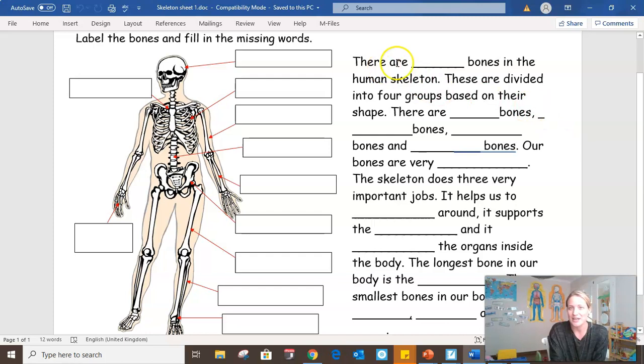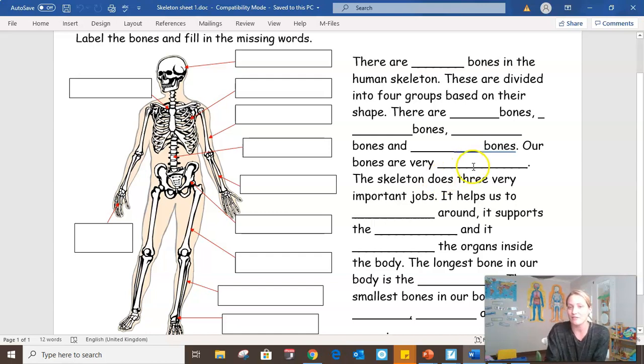There are bones in the human skeleton, and these are divided into 4 groups based on their shape. There are bones, bones, bones, and bones. So now I haven't done that with you. That is a little bit of extra research I'd like you to do for me: what are the 4 different shapes of bones that are found in vertebrates? Particularly in this case, obviously a human, but in all vertebrates there are 4 shaped bones.